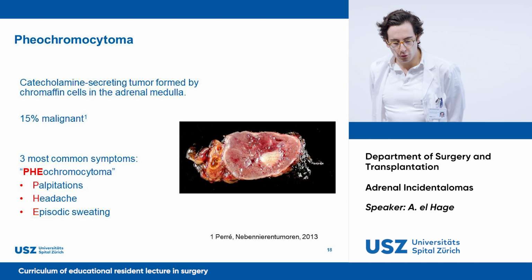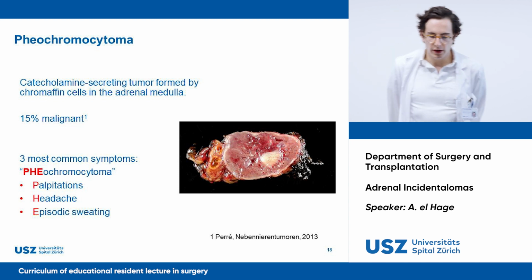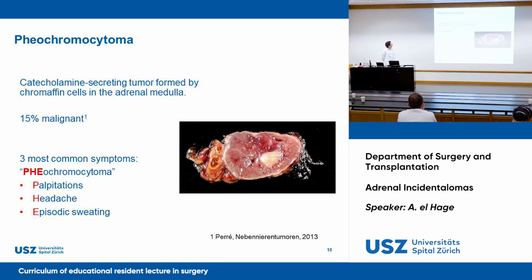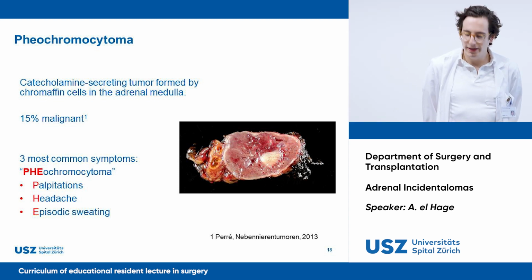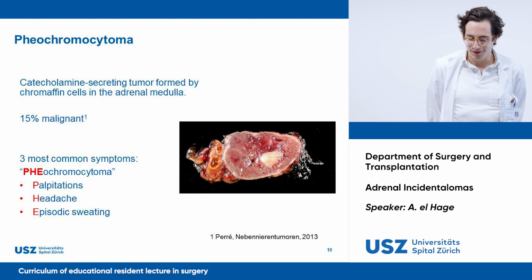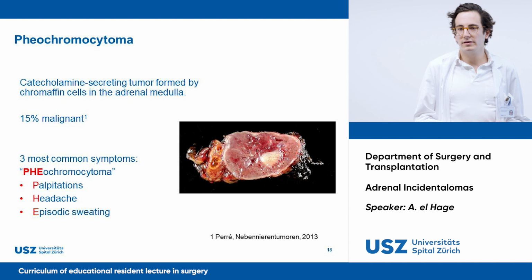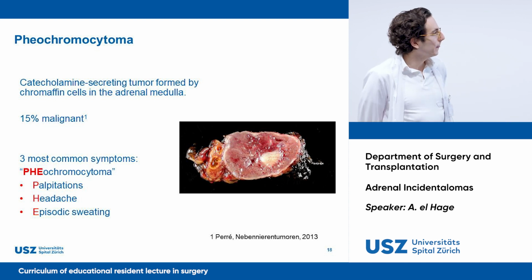Now let me talk about pheochromocytomas. These are catecholamine-secreting tumors in the medulla. Around 15% of them are malignant. And for the symptoms, it's easy. Just take the 3 first letters, PHE, of pheochromocytoma. These patients have palpitations, headaches, and episodic sweatings.